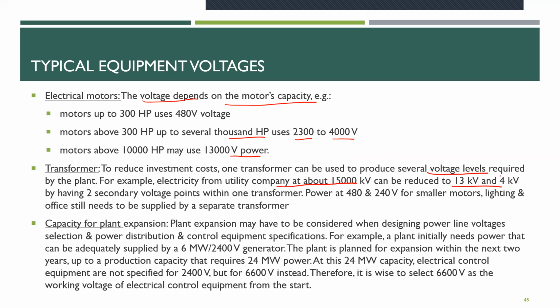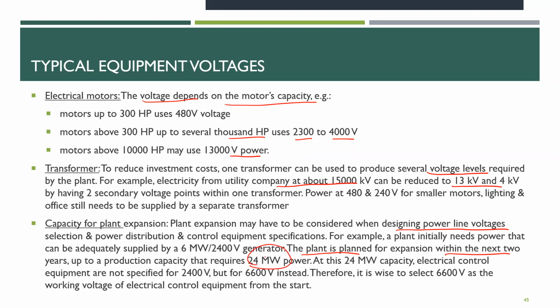The third one is the capacity for the plant expansions. Plant expansions may have to be considered when designing the power line voltage selections, power distributions, and control equipment specifications. So this is an example. For example, the plant is planned for expansion within the next 2 years, up to a production capacity that requires around 24 megawatt of power.